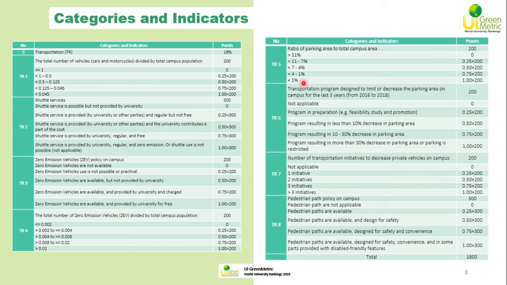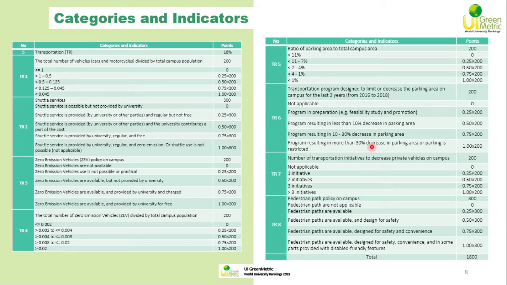And for reduction program, it needs to result in 30% or more decrease in parking area on your campus, and that is criterion 6. It needs to aim at decreasing the parking area 30%.